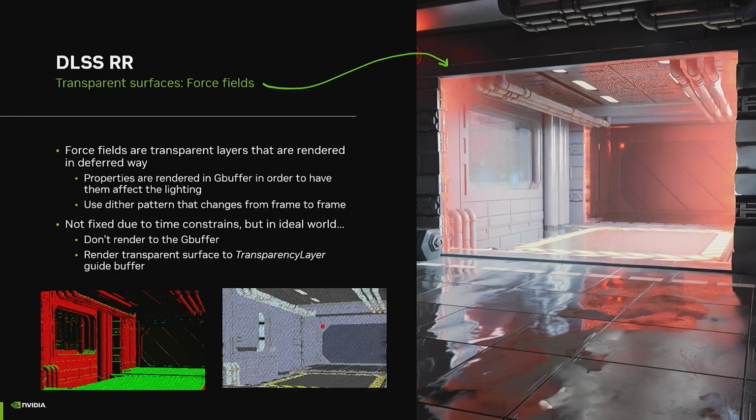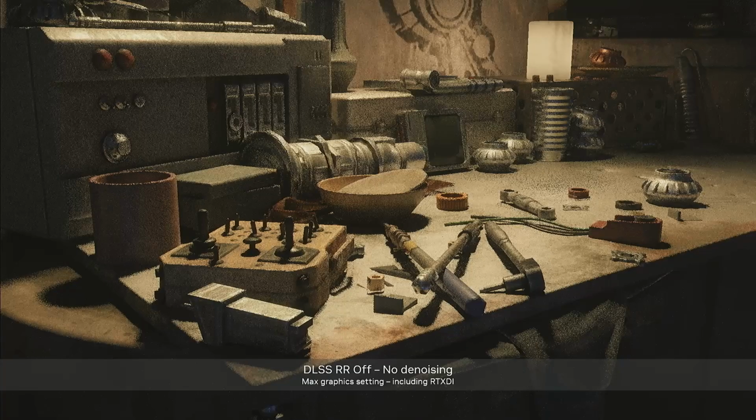But how you would actually solve something like this is simply, again, render them separately into a transparent layer, which is then given as a guide buffer for DLSS RR, and you would be good. Okay. Let's take a look at some amazing images. So this is maybe one of my favorite ones.